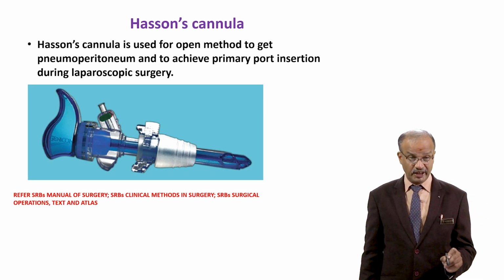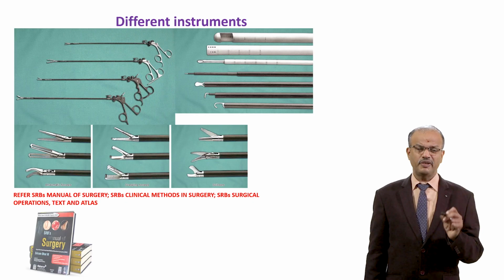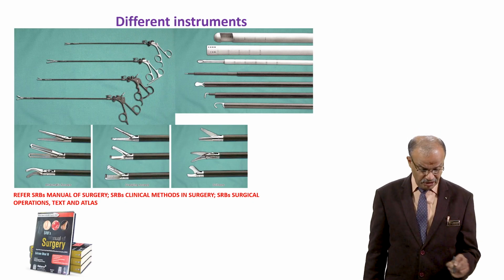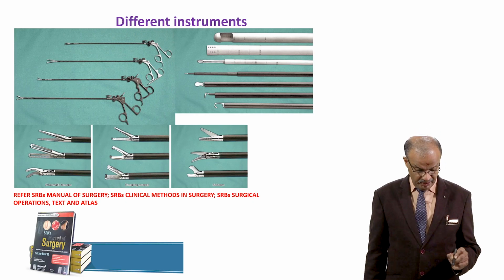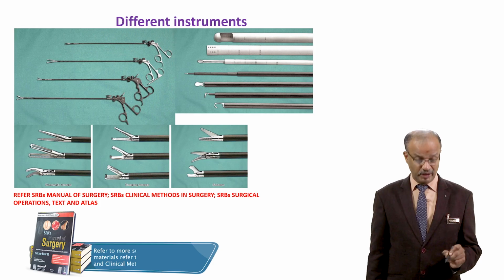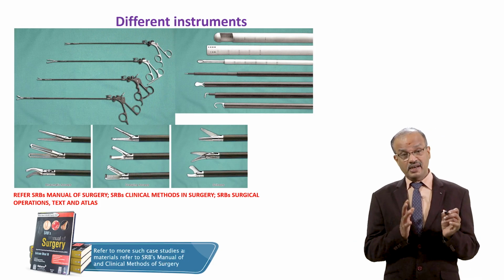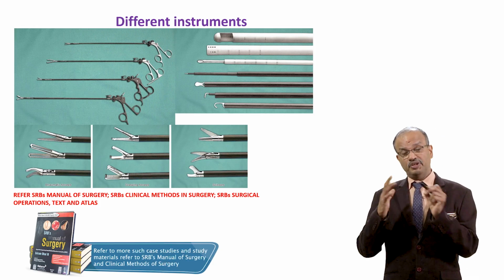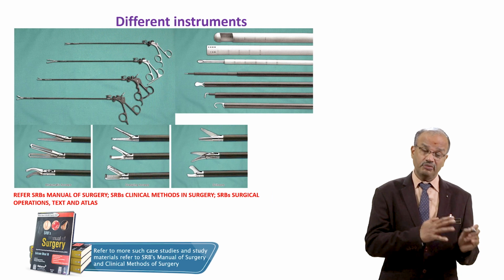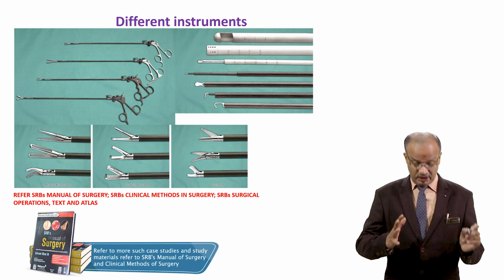So this is how exactly Hassan's cannula looks. Again, different instruments, I'm not going to detail. Just have a look at how exactly it looks. You can use whatever you want, whenever you want. So you should have an idea as a laparoscopic surgeon what you want in which situation. Situation, which instrument, decision making, that's important.